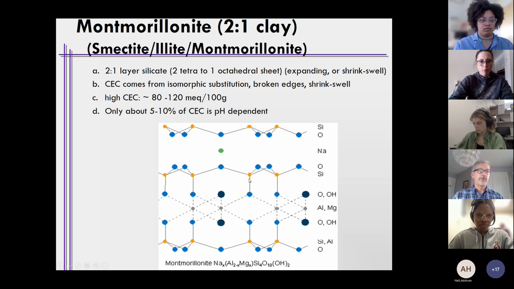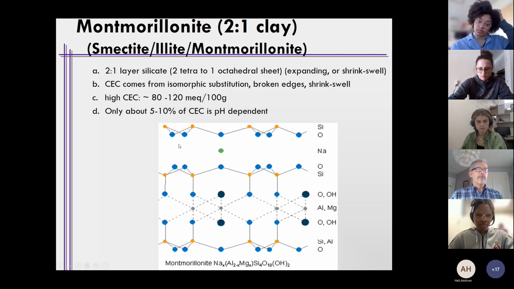Like you see in the picture in your notes and on the screen, here's a tetrahedral sheet. Here's another tetrahedral sheet, and sandwiched in between is an octahedral sheet. And this structure stacks on top of itself. Okay. And these clays sometimes have expansion and contraction or shrink swell capabilities. And that's because, where's my arrow?